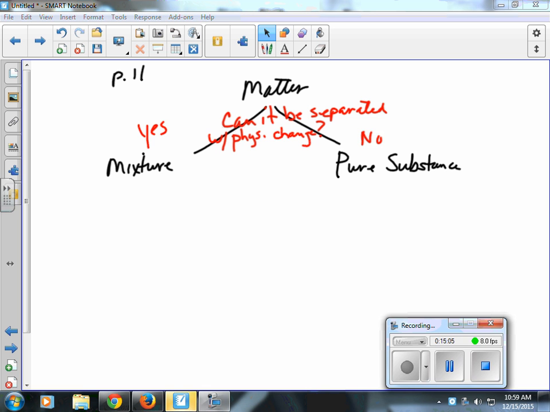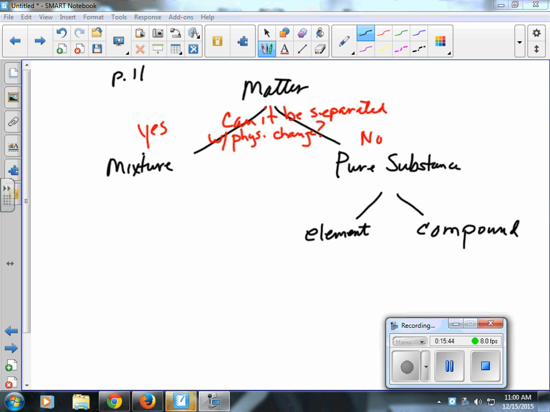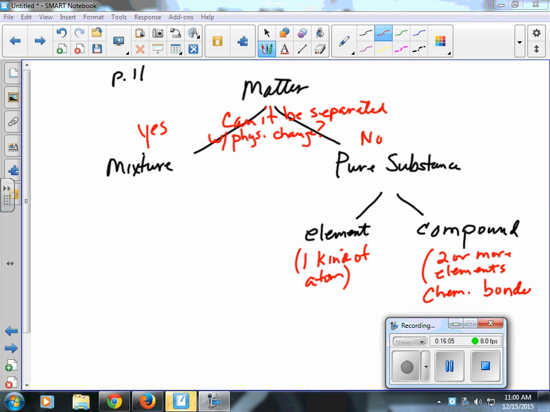Remember, I brought out that jar of stuff, and I asked you what it was, and you took guesses, and then we stuck a magnet to it, and it pulled out a bunch of iron, right? So we saw that it was a mixture, because we were separating it with some physical property, magnetism. Pure substance is either an element or a compound. We know that an element is one kind of atom. Compound, two or more elements chemically bonded. Now we know what that means.